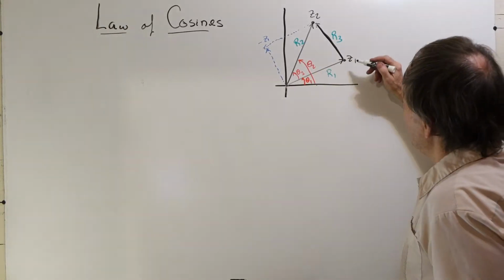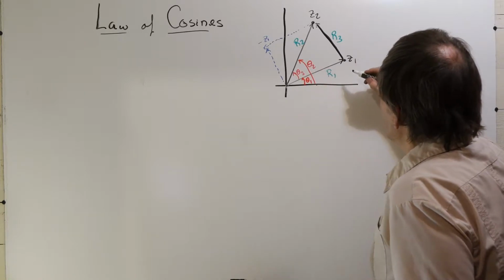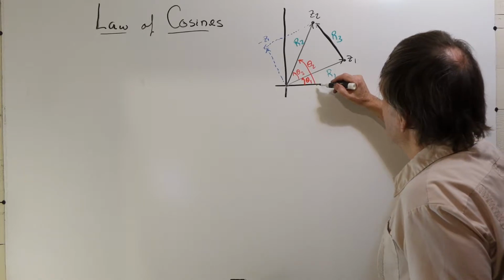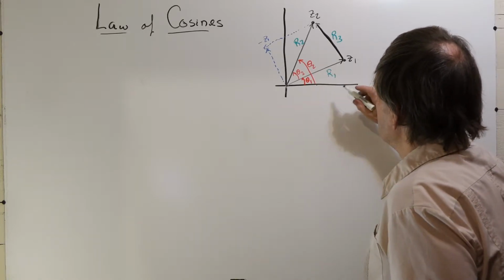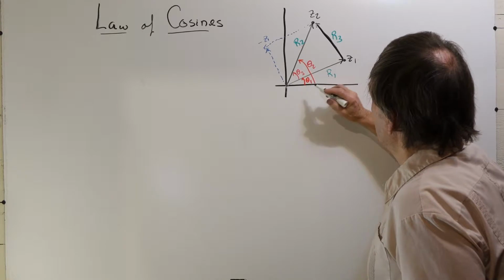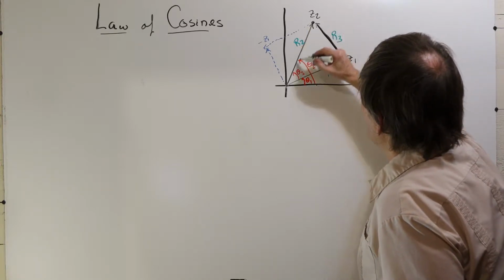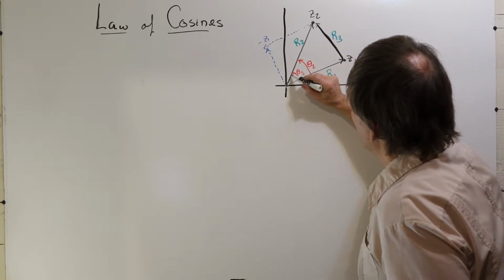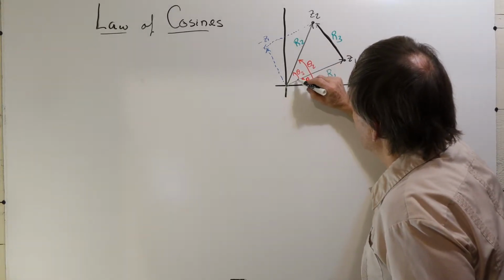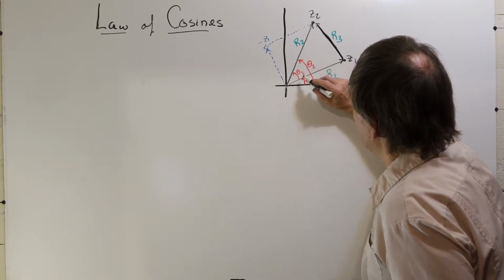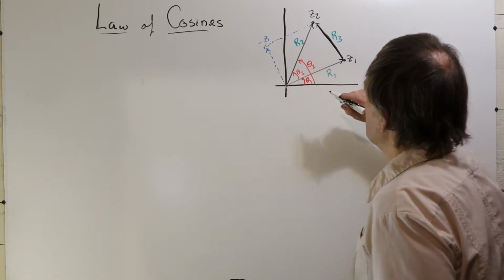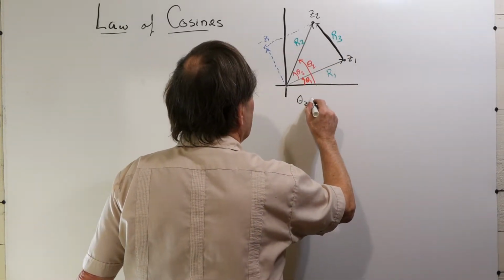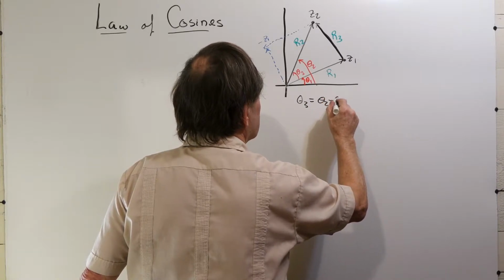Now, the angle that the position vector for z1 makes with the horizontal positive real axis is theta 1, and the angle for z2 is theta 2. And I will define this interior angle of the triangle as theta 3. As we can see from the diagram, theta 3 is theta 2 minus theta 1.